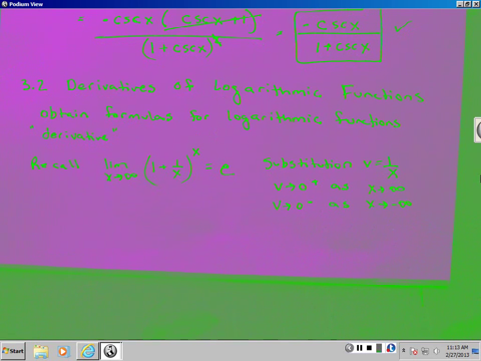Can you guys see that? 1 over something. So this is getting closer and closer to 0 on the right. This is getting closer and closer to 0 on the left. So if I make this substitution v equals 1 over x, I'm going to replace the limit. Instead of x going to infinity, I'm going to have v going to 0. So then I have 1 plus v, to the 1 over v power. And this still goes to E. We're going to use this in our proof.